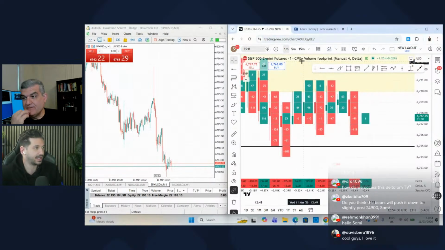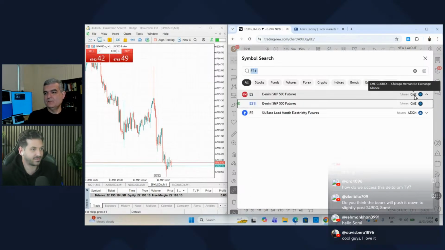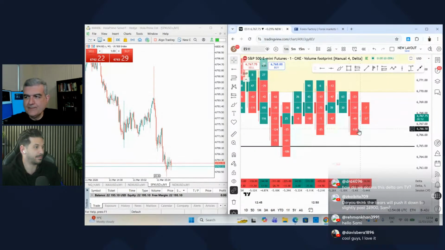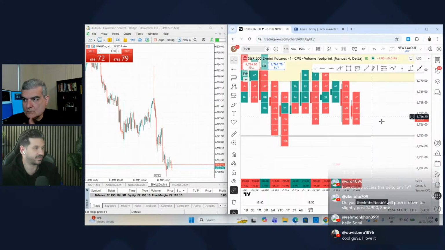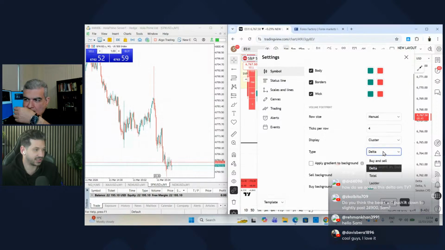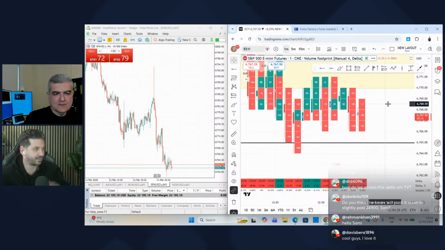But if you're not trading futures, of course, it will only work if the product is from the CME or COMEX for gold. That's fine as well. If you're trading a CFD version of the S&P or something, it's not going to give you the real data, obviously. And then it's as simple as going into the settings, switching it to Delta, and setting up the colors and all that kind of stuff, whatever you like.